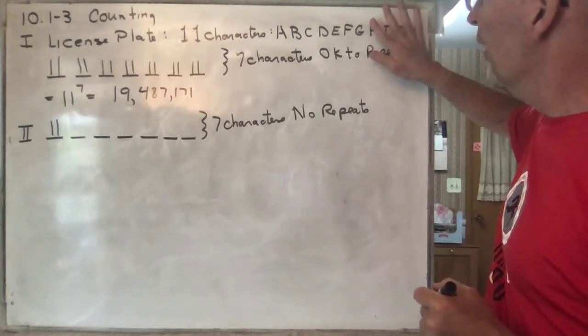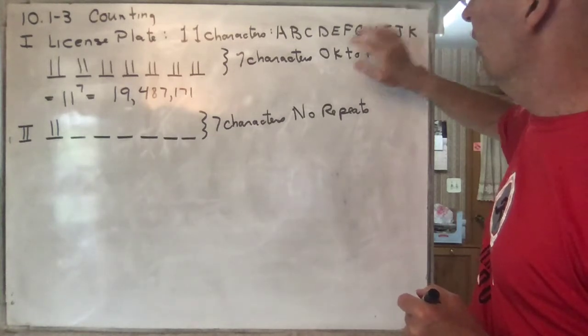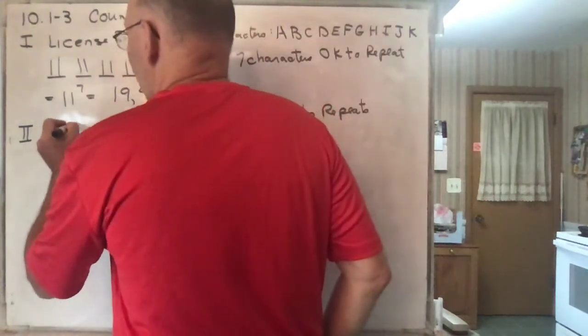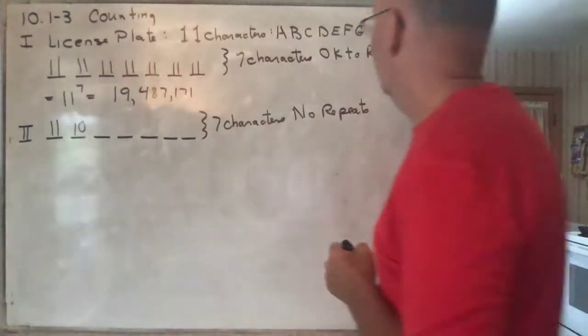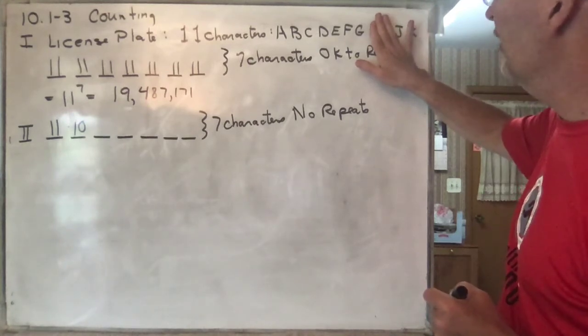Now that I've chosen one, say an H, how many choices do I have for the second spot? I only have 10 choices now, so I choose one of them for that. Maybe that was the I, just to keep things easy. So now H and I are gone.